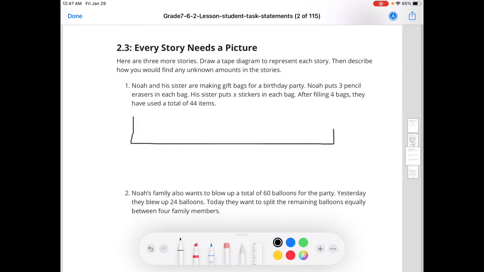So I know once I draw my rectangle that I'm filling 4 bags, so I need to have 4 sections.